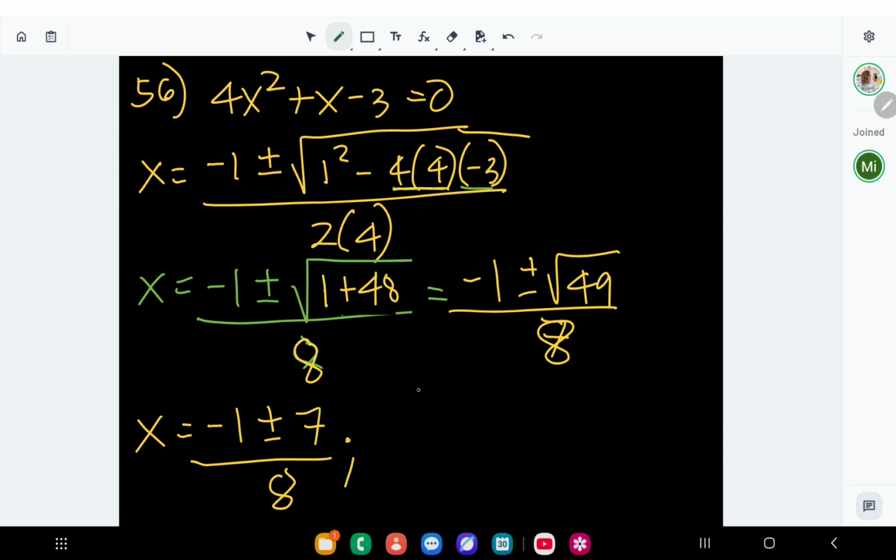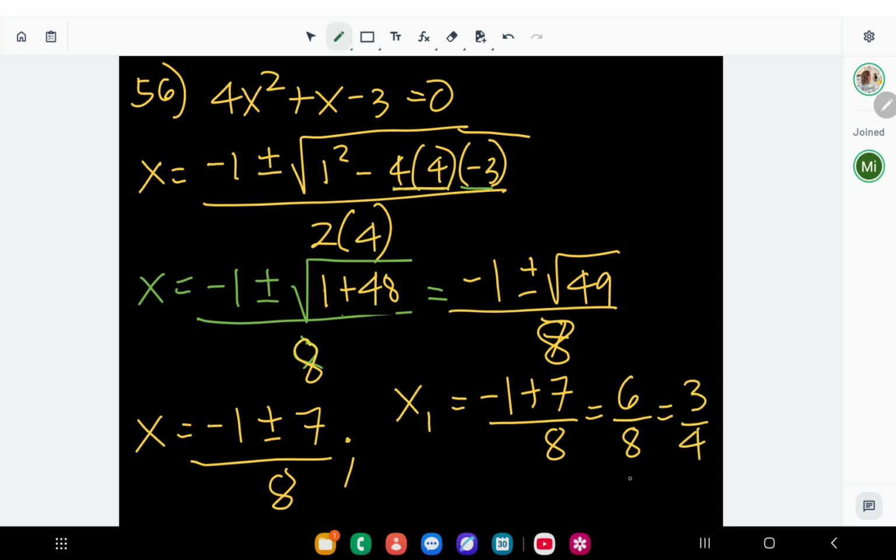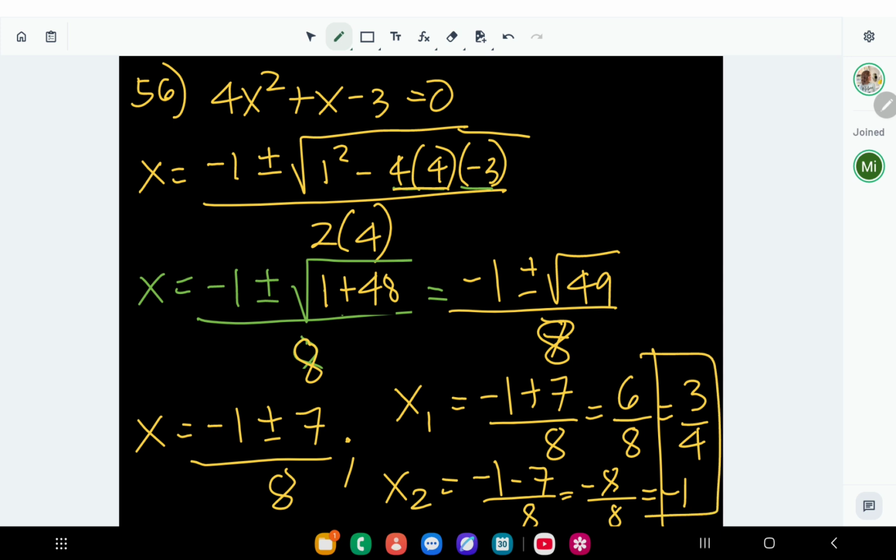So the values of x: the first value is negative 1 plus 7 over 8, which is 6 over 8, or 3/4, because 6 and 8 are divisible by 2. And then the other value of x is negative 1 minus 7 over 8, which is negative 8 over 8, which is negative 1. You got it? So 3/4 and negative 1. Okay, we move on to number 57.